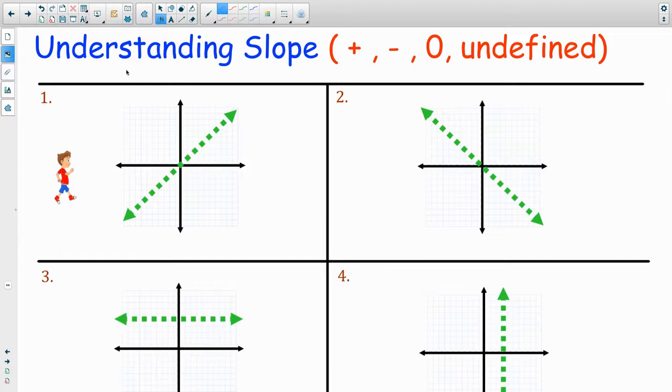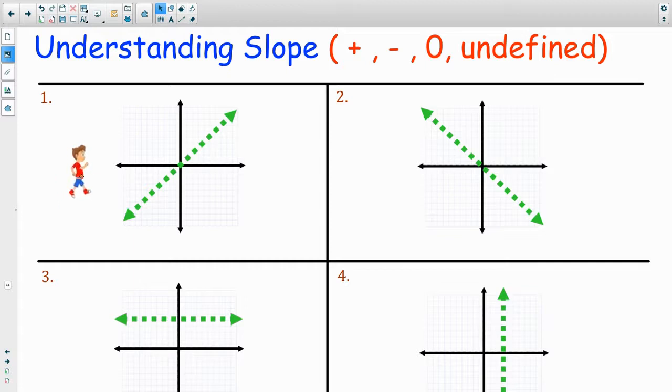So here, when we're understanding slope in its very basic form, and we look at these four basic green lines, we're going to determine whether they have a positive, negative, zero, or undefined slope. And as I said before, we're always going to imagine that we are reading from left to right when we're looking at the line, right?